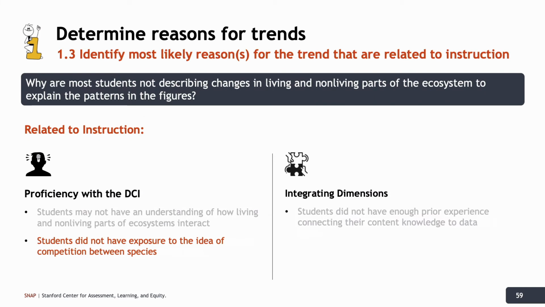And based on the fact we know students had a fair amount of exposure to interactions within ecosystems, it seems likely that students are struggling to make sense of the competition between elk and deer because they haven't been exposed to that concept in prior instruction. This may, of course, be linked to issues of integrating dimensions because students don't have the content knowledge to connect to the data they're seeing.